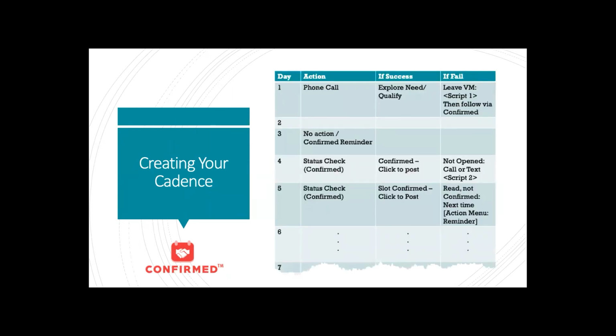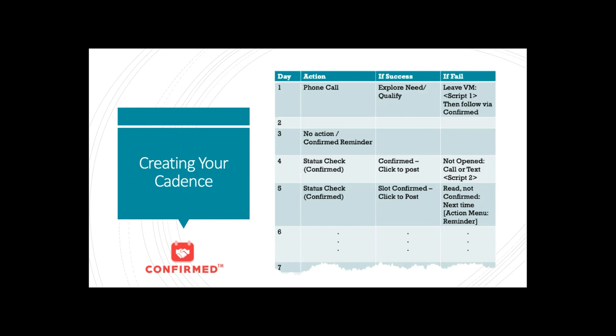So when it's all done with, it'll look something like this. Now, this is a very dumbed down version of it because it's too hard to show complicated versions here on the screen, but it gives you some sense. Phone call day one, if you're successful, you explore with that person what their needs are and you qualify them, and you probably use script A. If you fail, you leave a voicemail, which is script 1 voicemail, and then you follow it up via Confirmed.